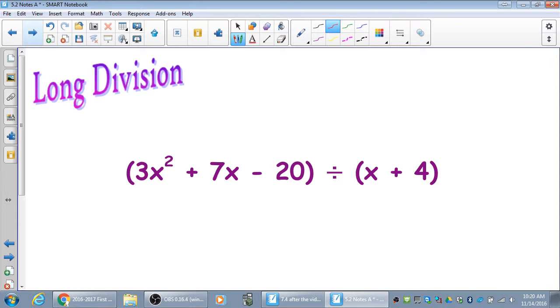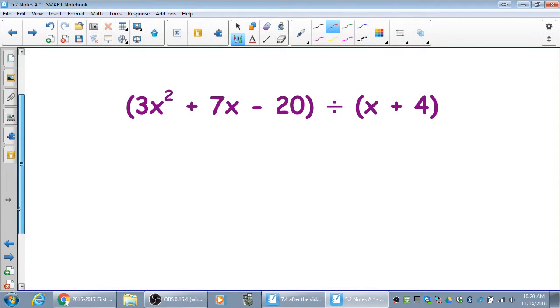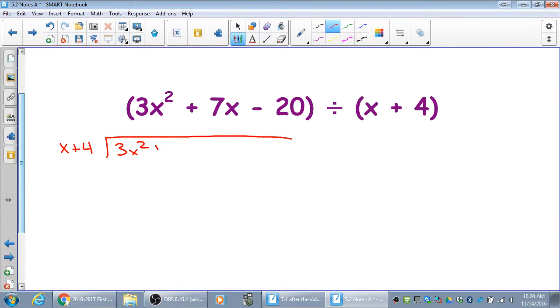Now we're going to divide this. We're going to do the exact same thing we just did with numbers, and we're going to throw variables in. So x plus 4 divided into 3x squared plus 7x minus 20. We start out with the leading terms, and we just think, well, what do we multiply times x to get 3x squared? First of all, we have to multiply by the 3 to get the 3, but then x times x is x squared.